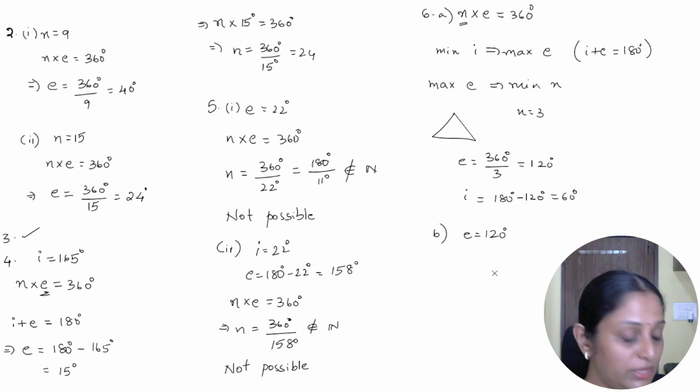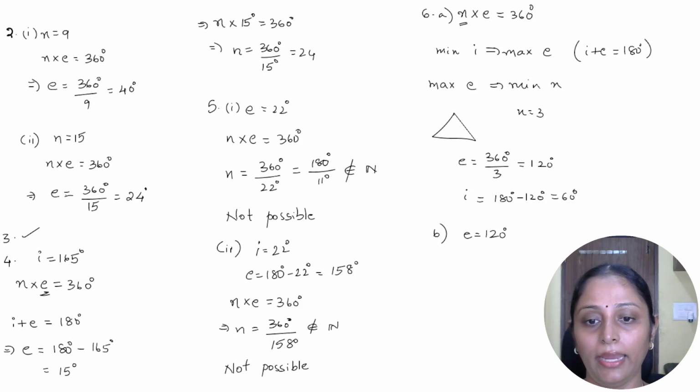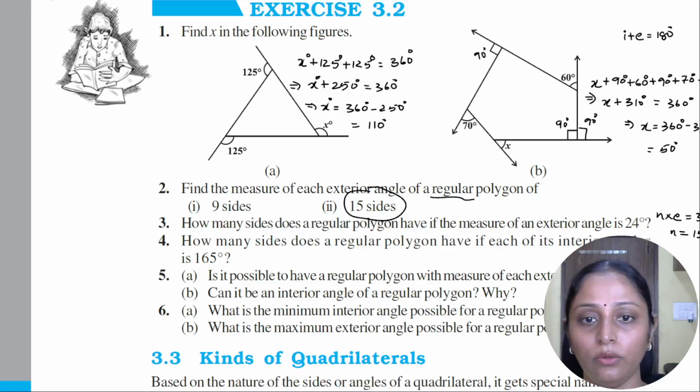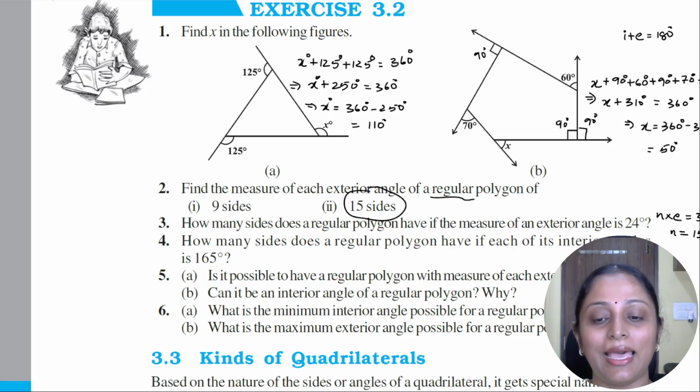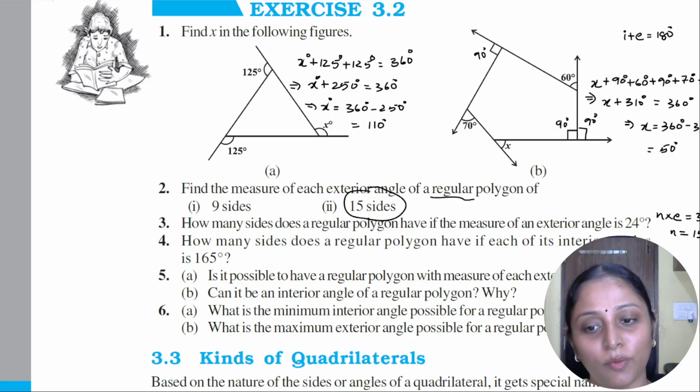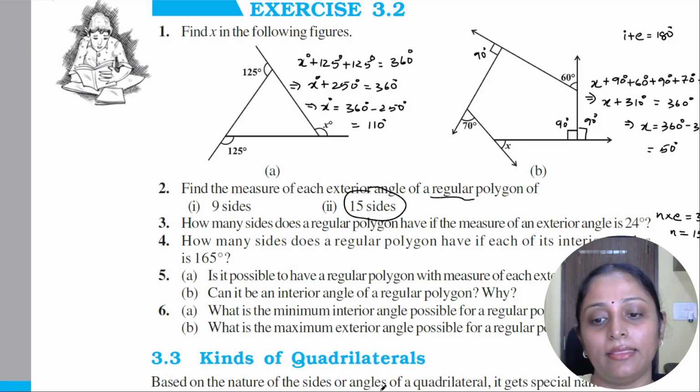Okay. So with this we come to the end of exercise 3.2. Okay. This is about exercise 3.2. In the next video, I am going to start kinds of quadrilaterals, and this is where we are going to start the topic understanding quadrilaterals, right? So that is what we will be discussing in the next video.